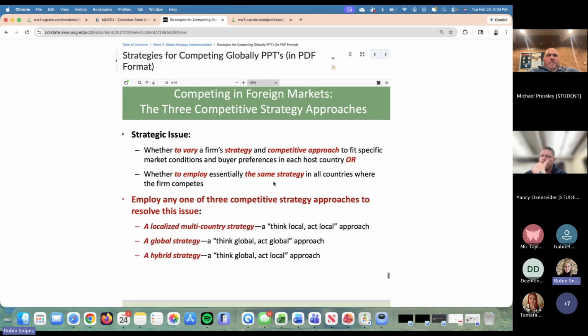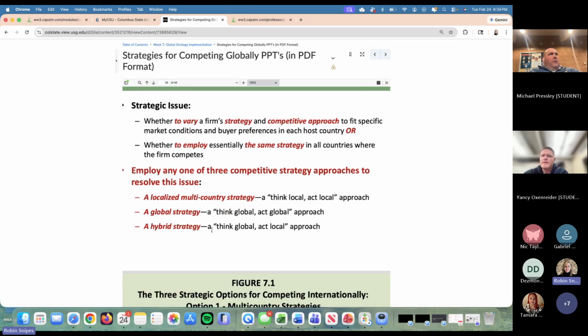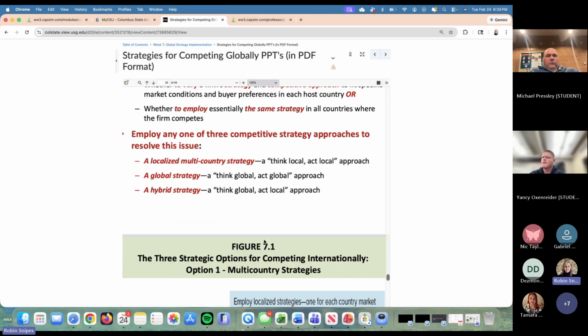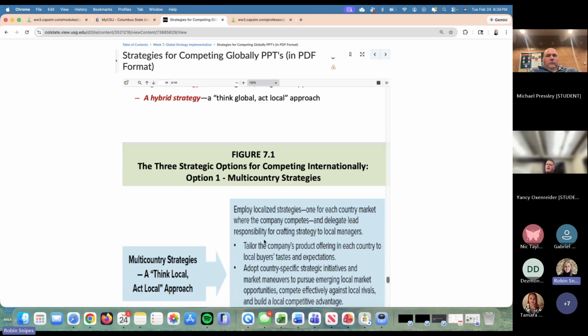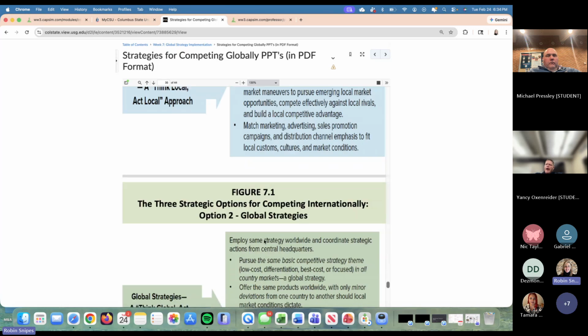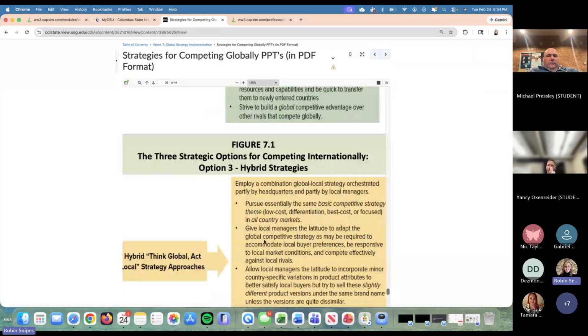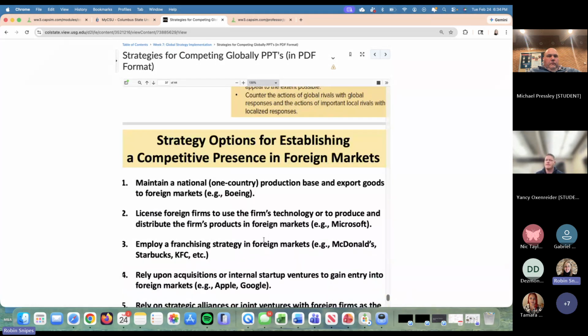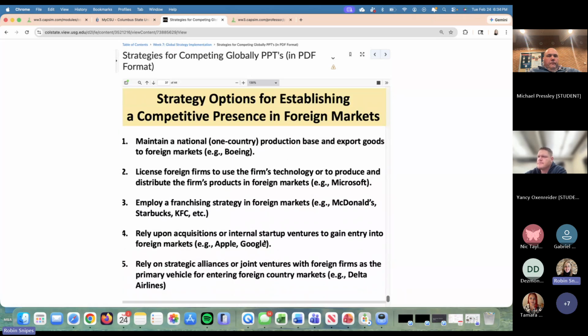Okay, so we go through that, and you see the hybrid strategy. Think global, act local probably best describes Coca-Cola's strategy. And you go through some of the advantages and disadvantages of each one of these 3 strategies. And then we're going to go over the different options for establishing a competitive presence in foreign markets.